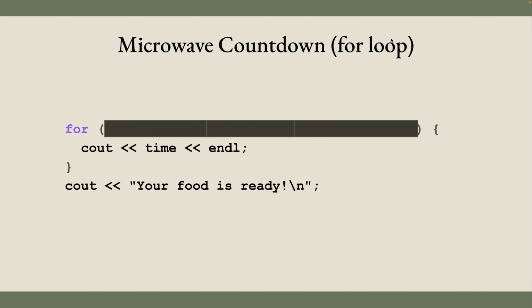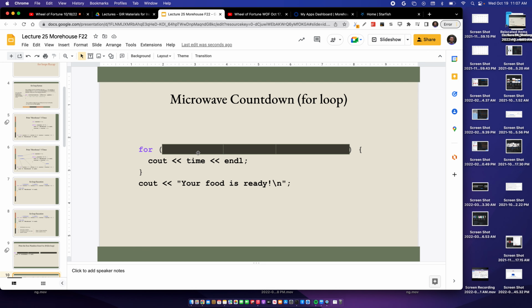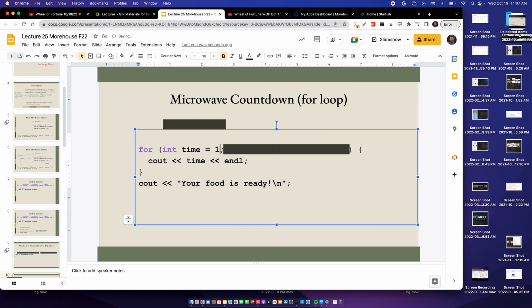Cool, microwave countdown. With countdowns, we usually start at a higher value and count down, so our check is going to be a little bit different as well. In this case, if we wanted to have the timer start at 15, what would our initialization statement be? Yeah, and note we have to include int, because this is the first time we're defining this variable. So it would be int time equals 15, and then what would our condition be?